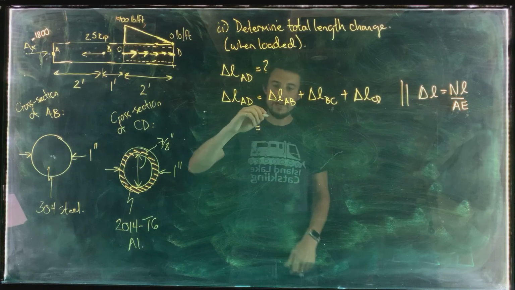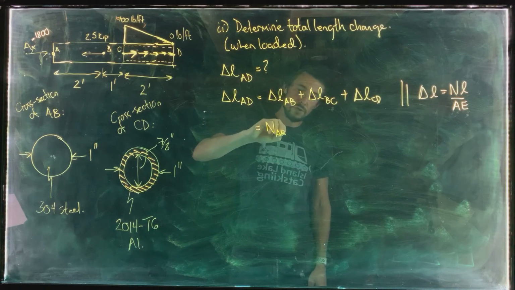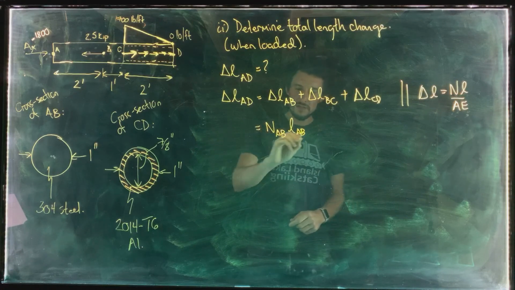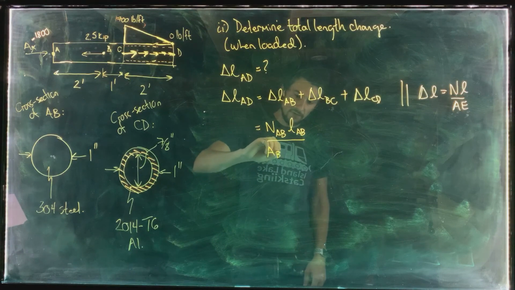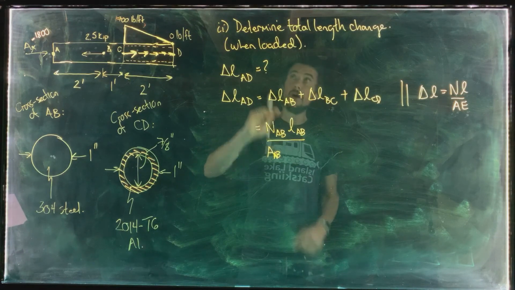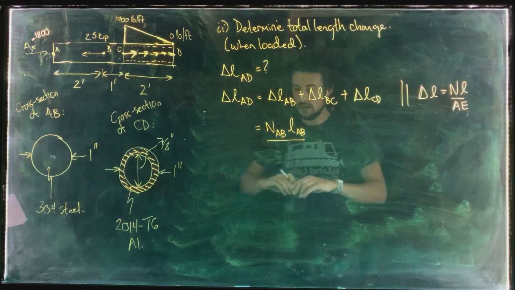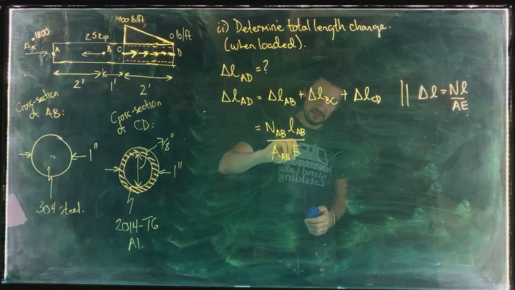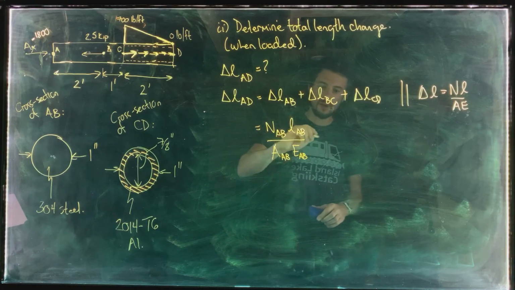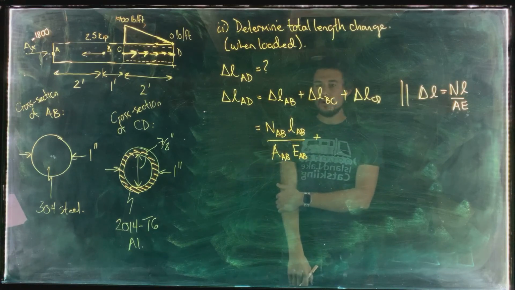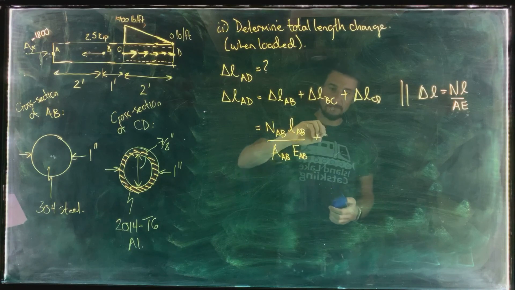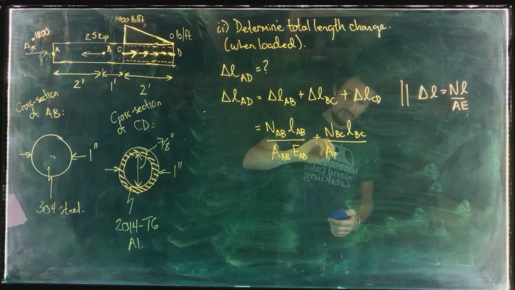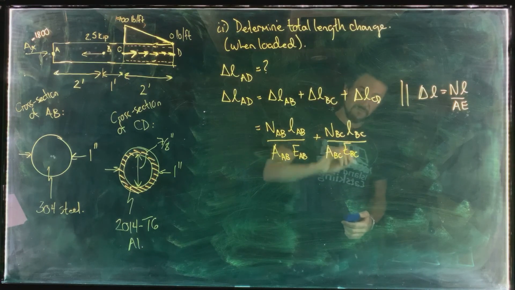So the length change of AB is going to be equal to the normal force in AB multiplied by the length of segment AB divided by the cross-sectional area of AB and the modulus of elasticity of segment AB. Okay, and then we add on the same thing for segment BC. So we've got the normal force in BC, length of BC, cross-sectional area of BC, modulus of elasticity of BC.